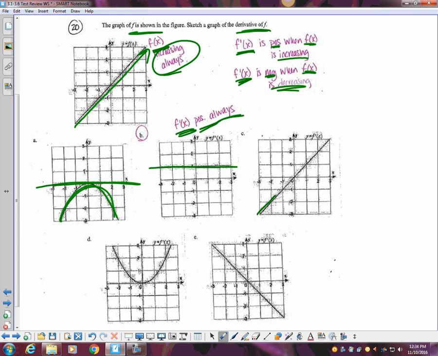This one goes from negative, from below the x-axis, to above it. So it goes from negative to positive. This one stays positive, but right there it hits 0. So that would have to be like an inflection point. This one's decreasing, going from positive to negative. So that would have to go from increasing to decreasing. So B is the only one that stays positive the whole time. And again, D does not work because it comes down here and hits 0.